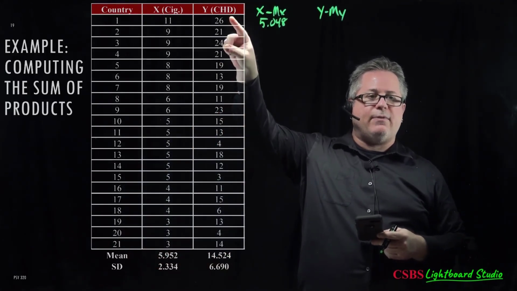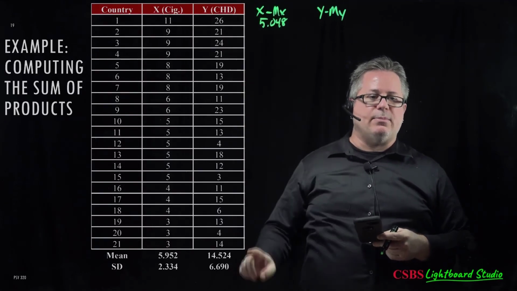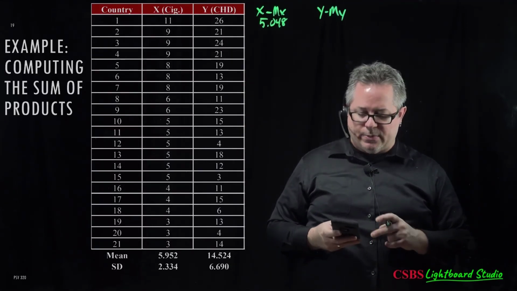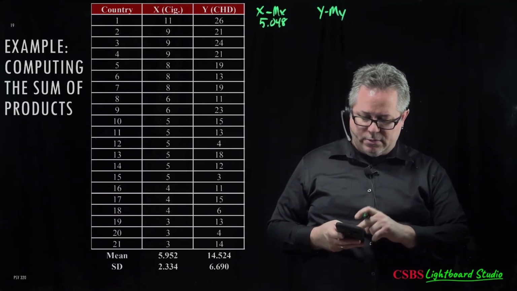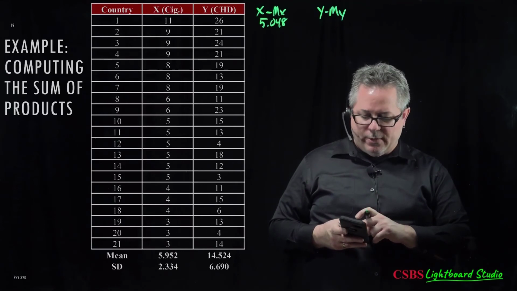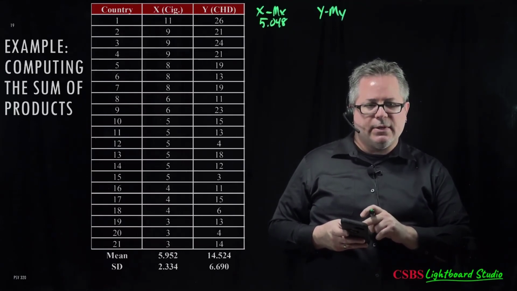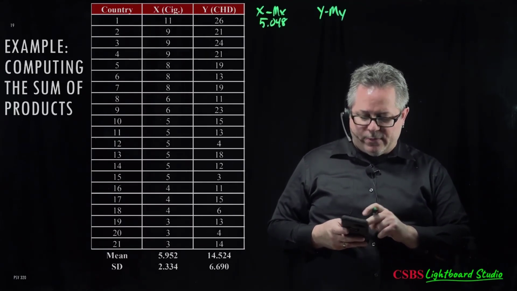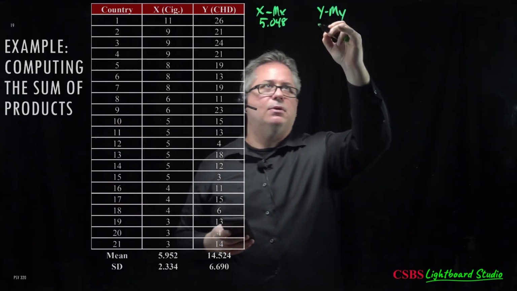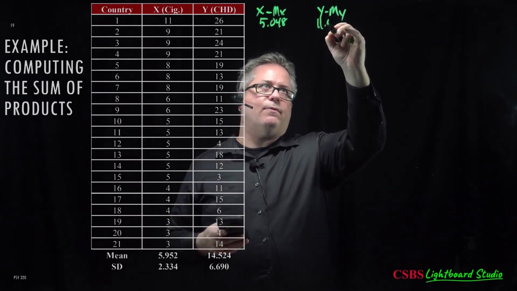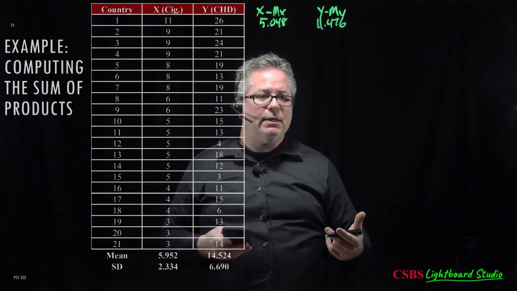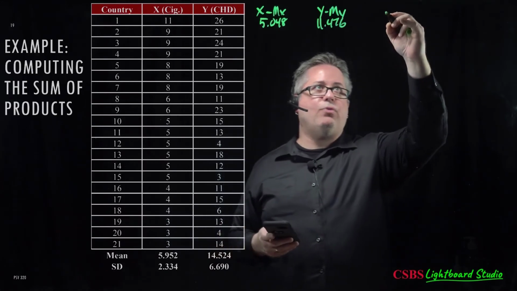So their y value is 26. The mean for y is 14.524. So I'm going to take 26 minus 14.524, and I get 11.476. And then I need to actually have the product here, right?